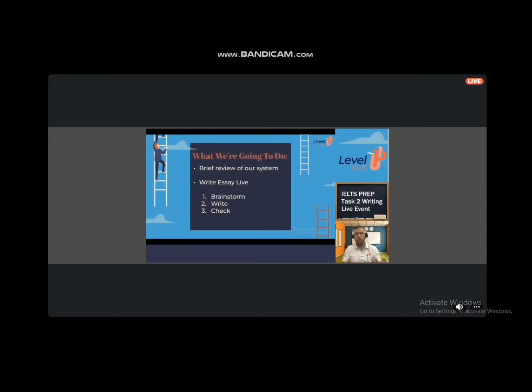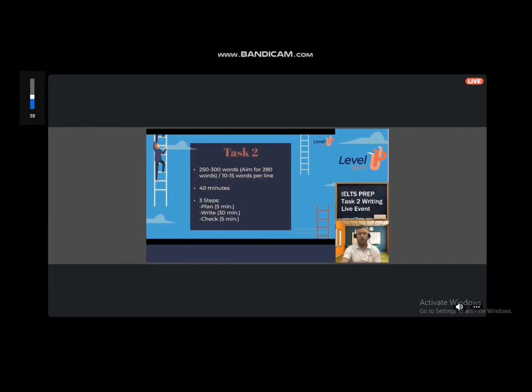System, so we're on the same page. You understand the methods that we use and the way we go through a task 2 essay, okay? Then we're going to write it live. First, we're going to brainstorm together, we're going to write it together, and we're going to check it together, okay? So that's exactly what we're going to do here.